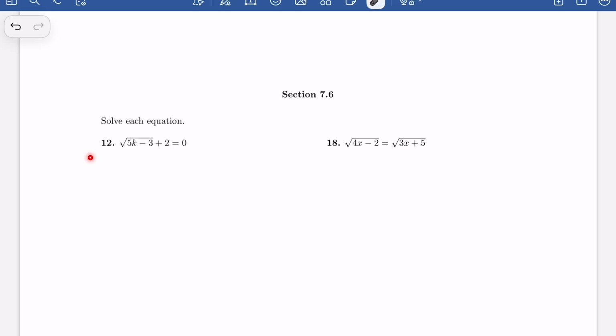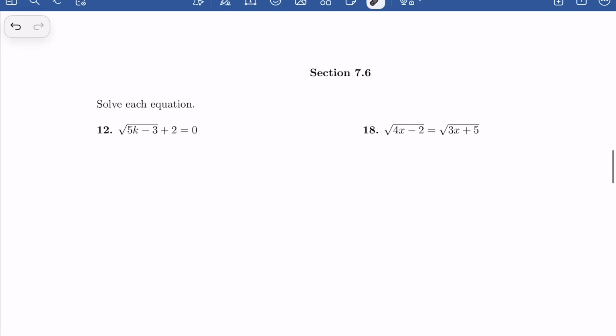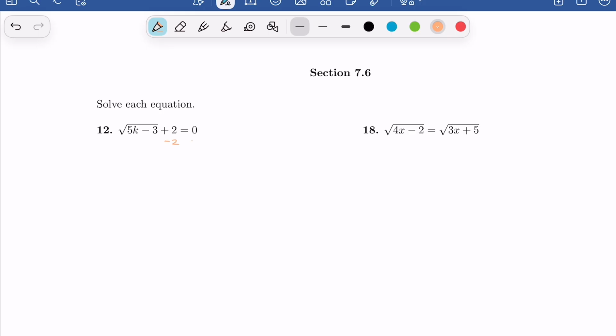So we want to solve this equation. So we want to isolate this variable k. So like I said, the first step is to isolate our radical. So I'm going to subtract 2 on both sides of this equation. So I isolate just the radical for now. So then we can apply the power rule. So I have the square root of 5k minus 3 is going to be equal to negative 2.